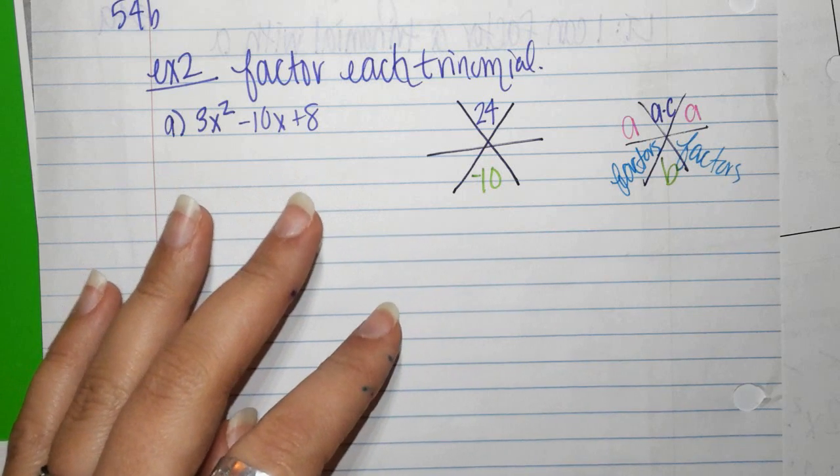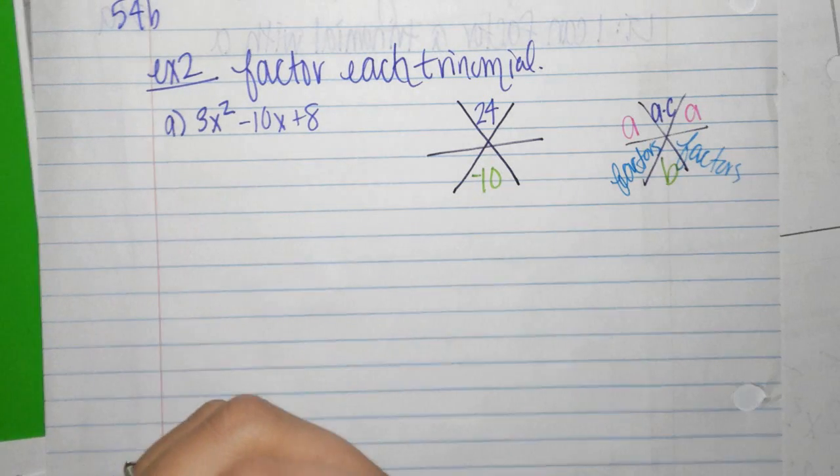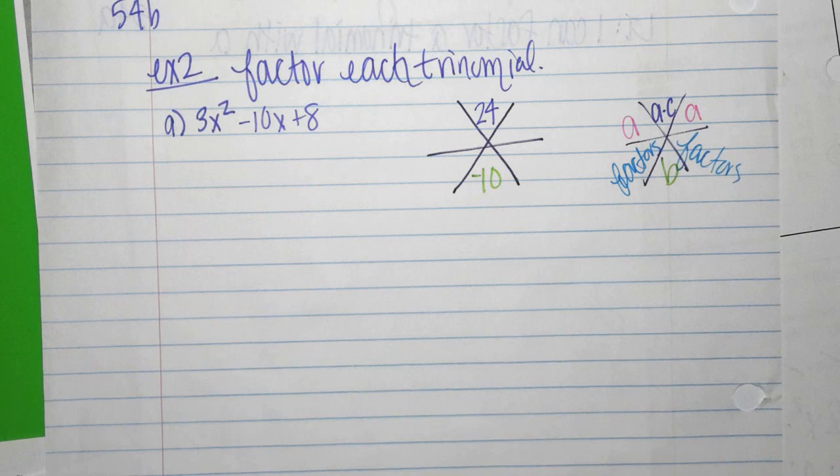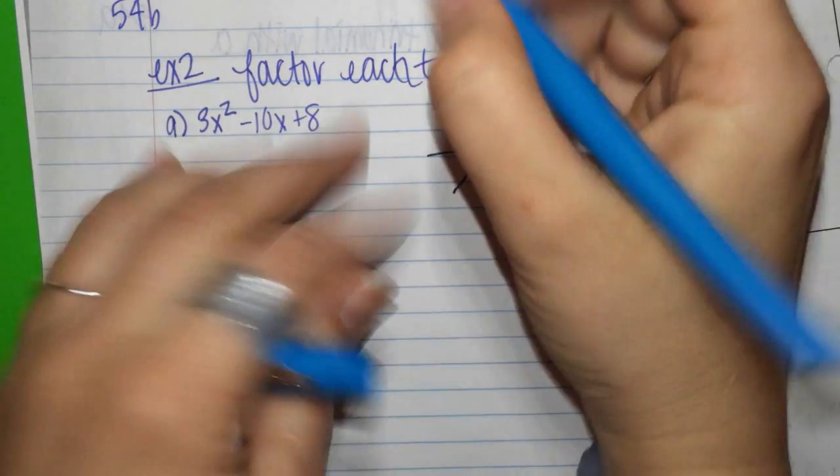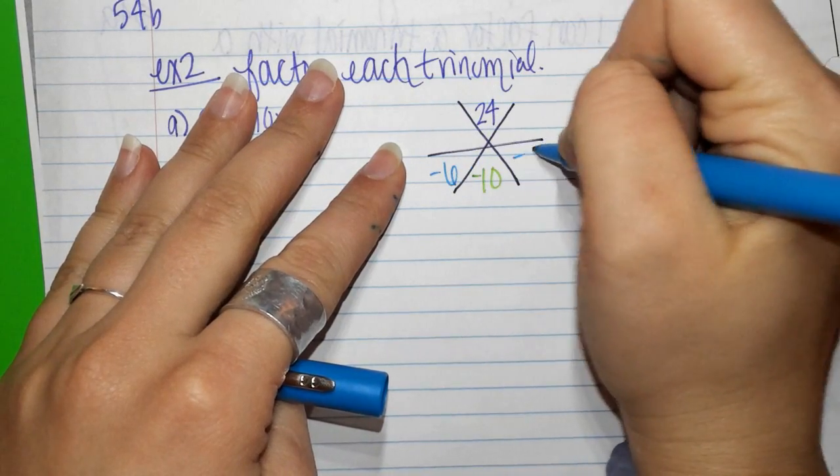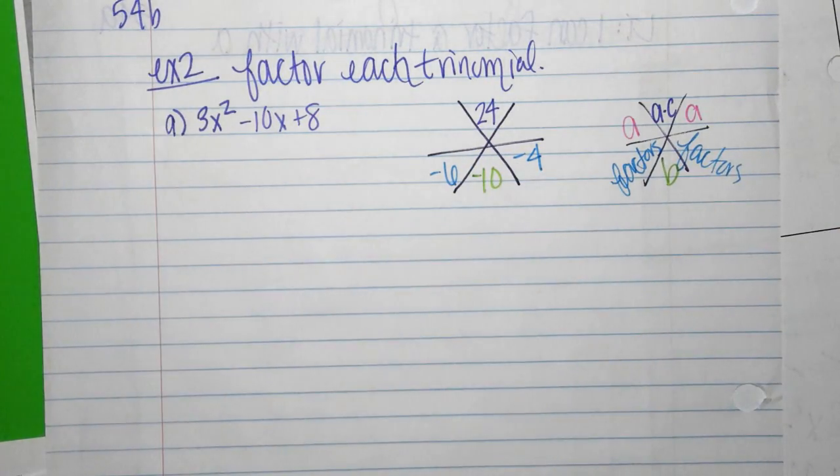Now, why do they both have to be negative? Because... We have learned something. Take a point, children. So let's write negative 6 over here, negative 4 over here. It really does not matter which way you write them.